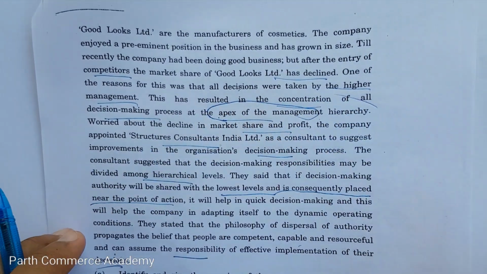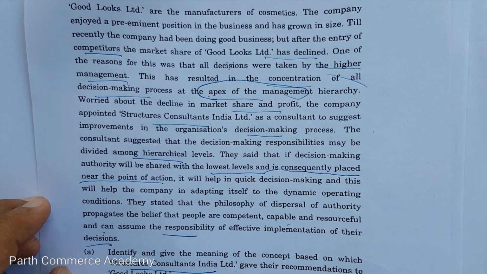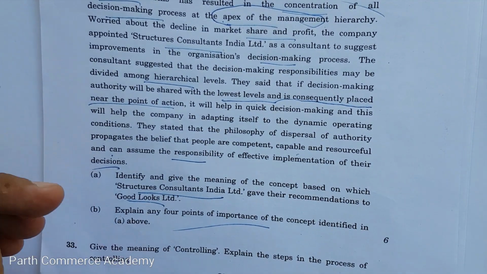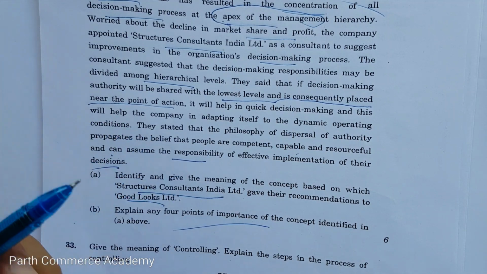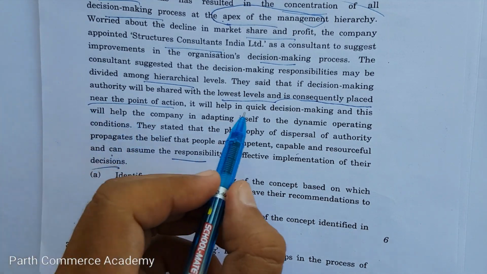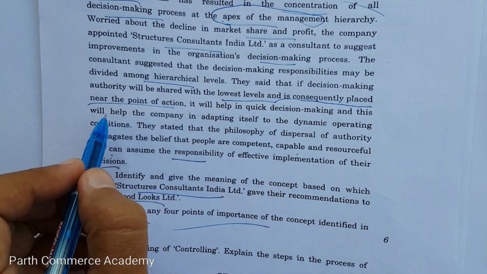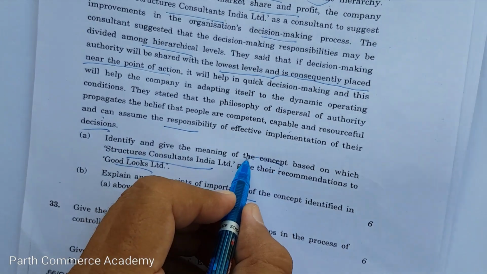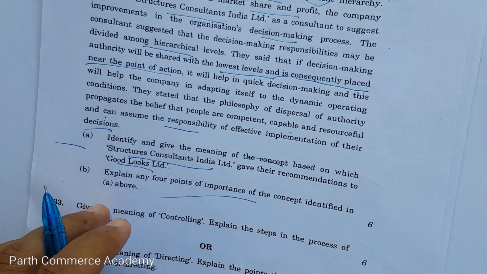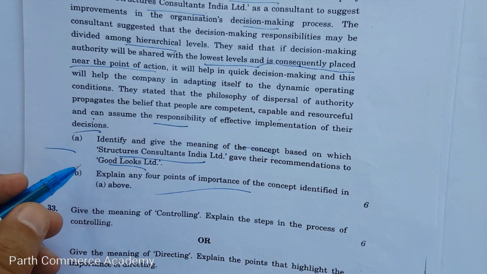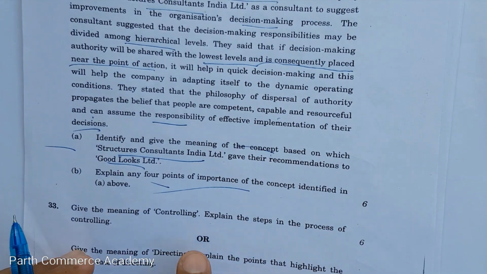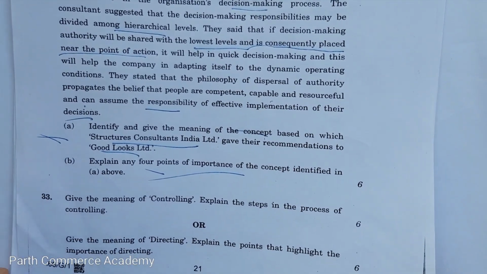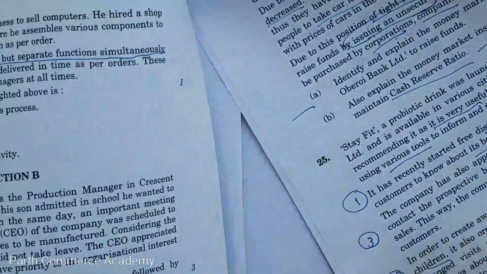So at that time there was centralization, but after Structures Consultant India Limited came, they started dispersing the decision making authority to the nearest lowest levels, means near to the point of action. So here, on which concept based they have taken the decision? It is decentralization. Okay, decentralization is there, and afterwards any 4 important points. So importance of decentralization you can explain here in 4 points. Another question is a direct question.